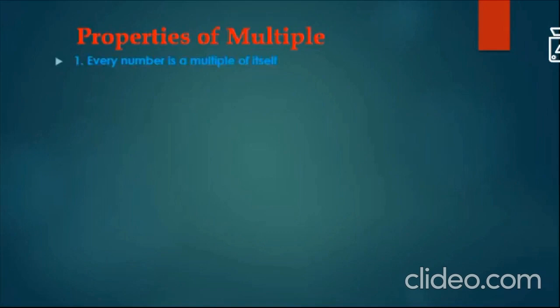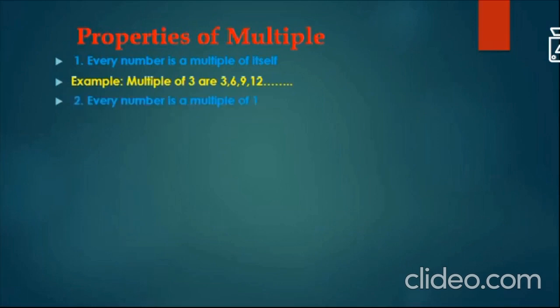First property, every number is a multiple of itself. Read again. Every number is a multiple of itself. For example, multiples of 3 are 3, 6, 9 and 12. Here 3 is a multiple of 3. That means every number is a multiple of itself, because every number is divisible by itself. We divide 3 by 3, we will get 1 quotient and 0 remainder. So, it is a multiple of 3.